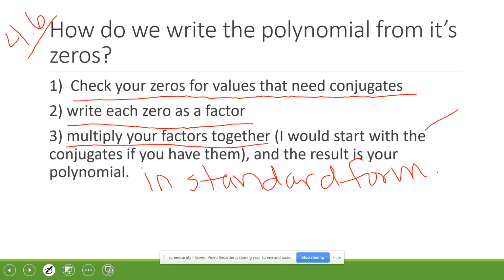And just as a side note right here, if you do have zeros that need conjugates, I would start with those to get rid of either the i or the radical to make the rest of your multiplication easier.